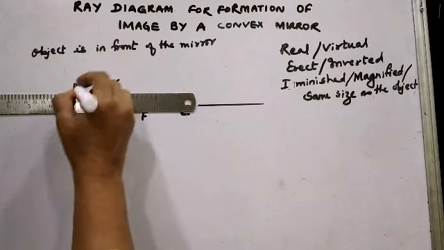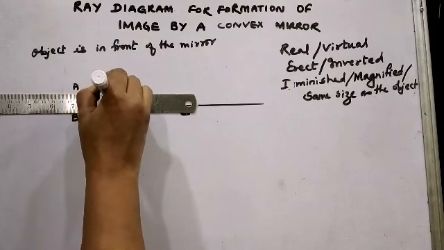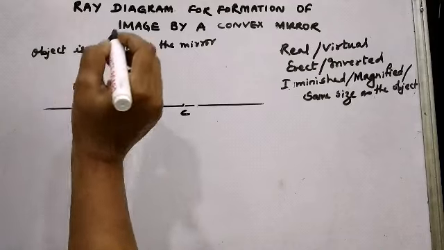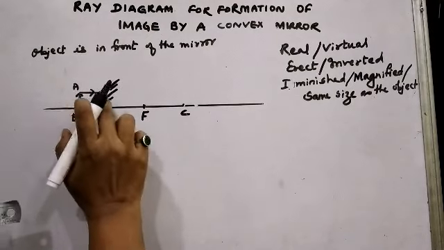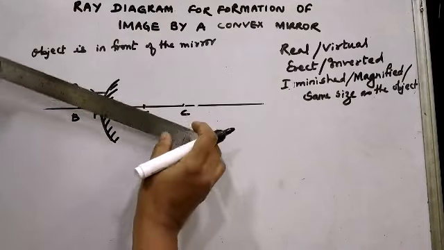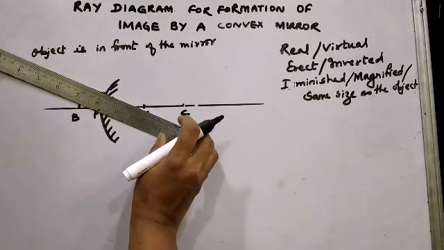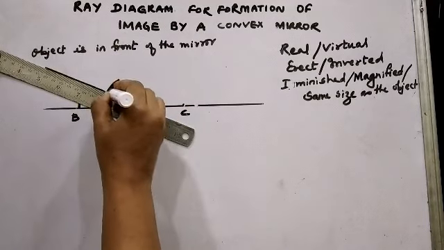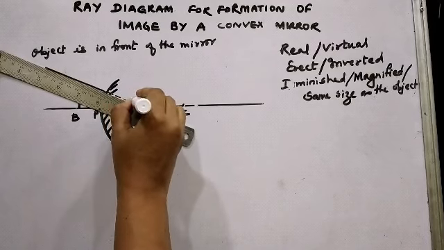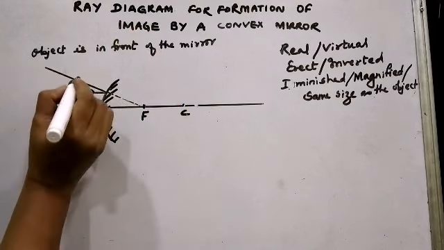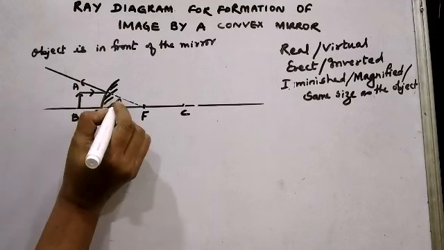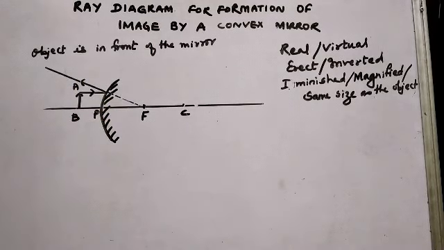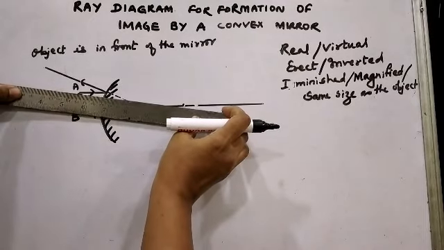So the incident ray will be directed towards the mirror. After the incident ray is drawn, which is parallel to the principal axis, the reflected ray will diverge such that it will appear to pass through the focus. So this is the reflected ray. When extended backward, the reflected ray will pass through the focus of the mirror. The second incident ray will pass through the center of curvature.